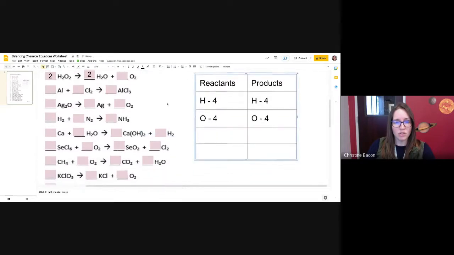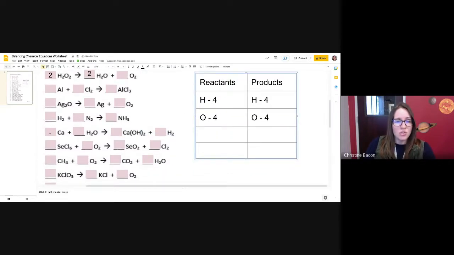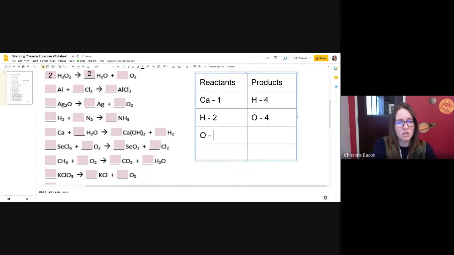All right, so let's move on to another one and work our way through the sheet. Let's do this one where we have calcium and water that yields calcium hydroxide and hydrogen gas. In this equation, we have 3 different elements represented. We have calcium, and on the reactant side we only have 1. We also have hydrogen; on the reactant side we have 2. We also have oxygen; in reactants we only have 1 oxygen.